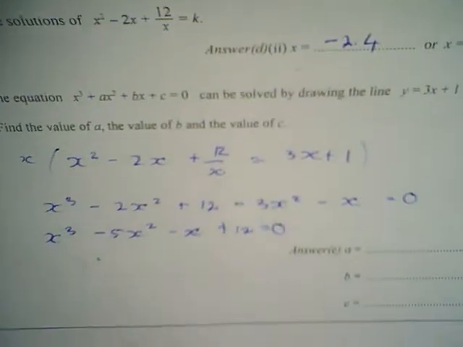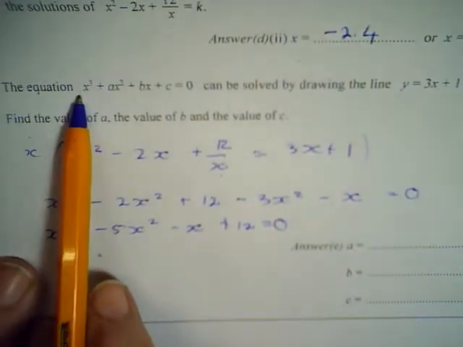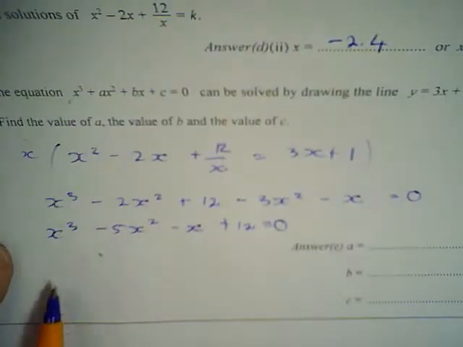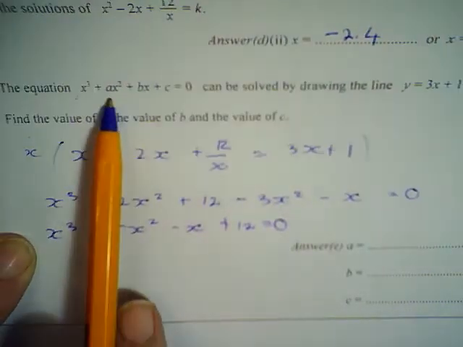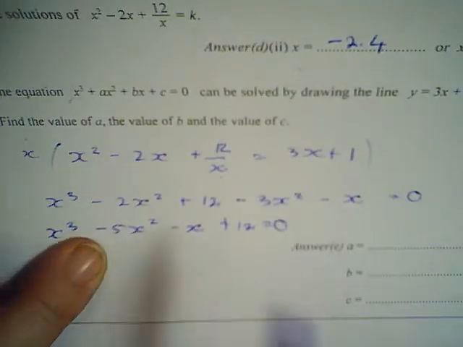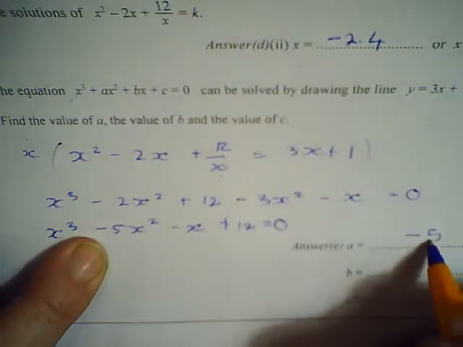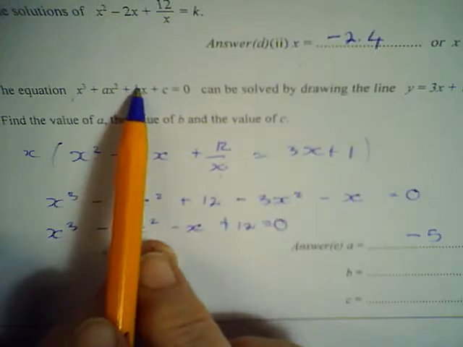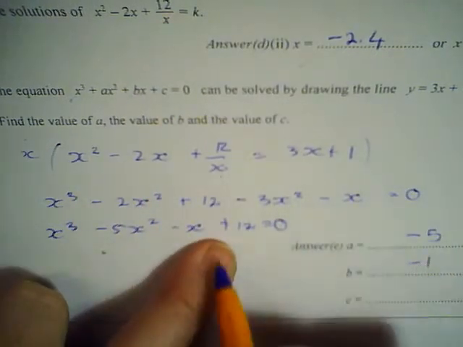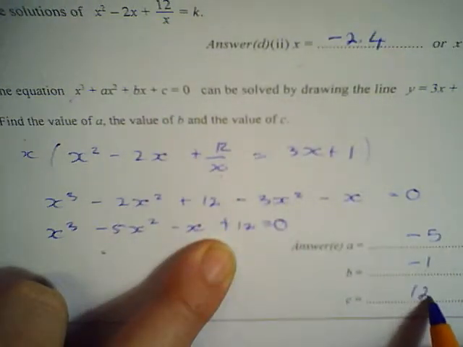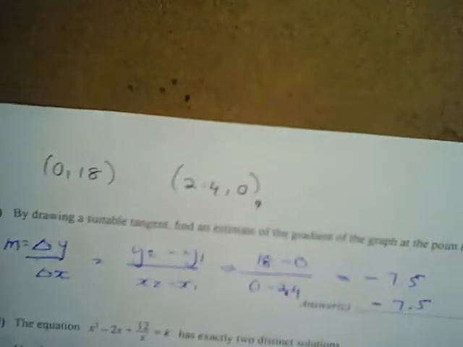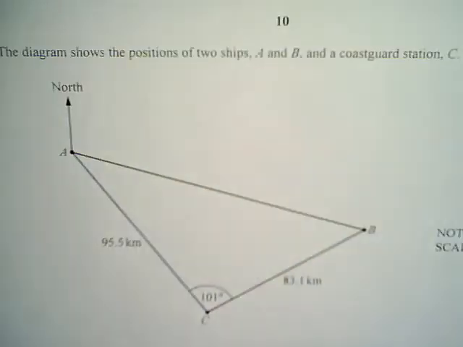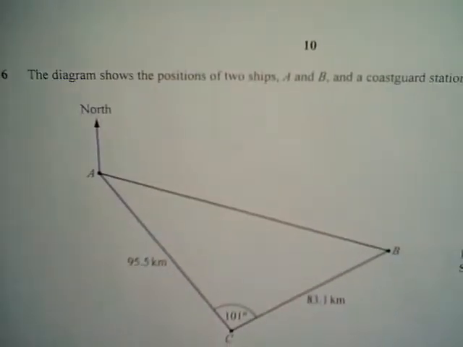Now by equating coefficients, I can see that for x cubed I have a coefficient of 1, and a would be negative 5, b would be negative 1, and c would be 12. Okay, and there I've completed this question. Question 5 is done. Good. Let's have a look at question 6.